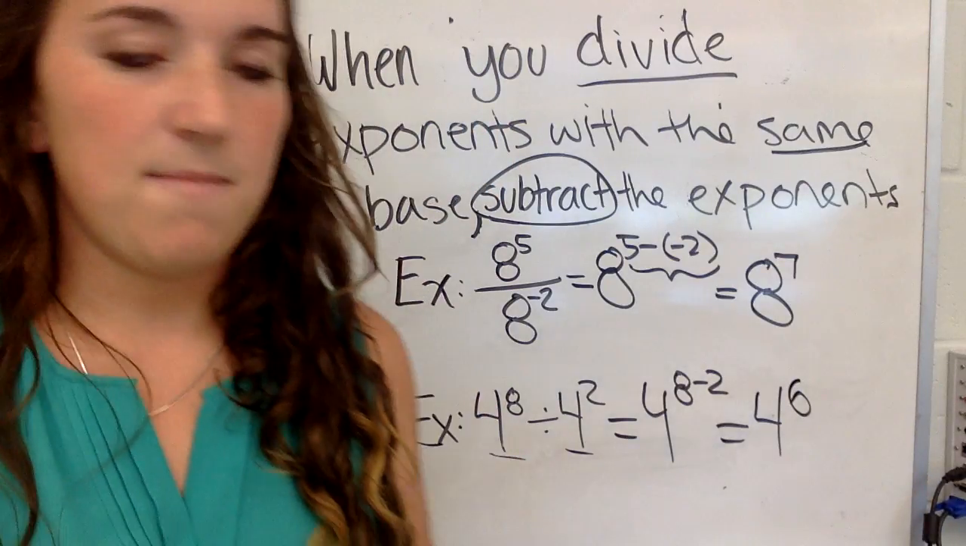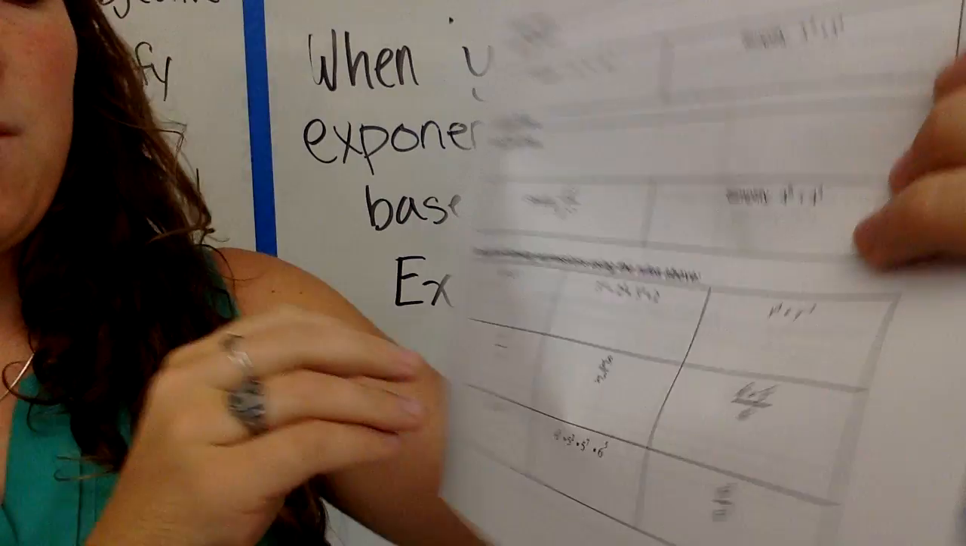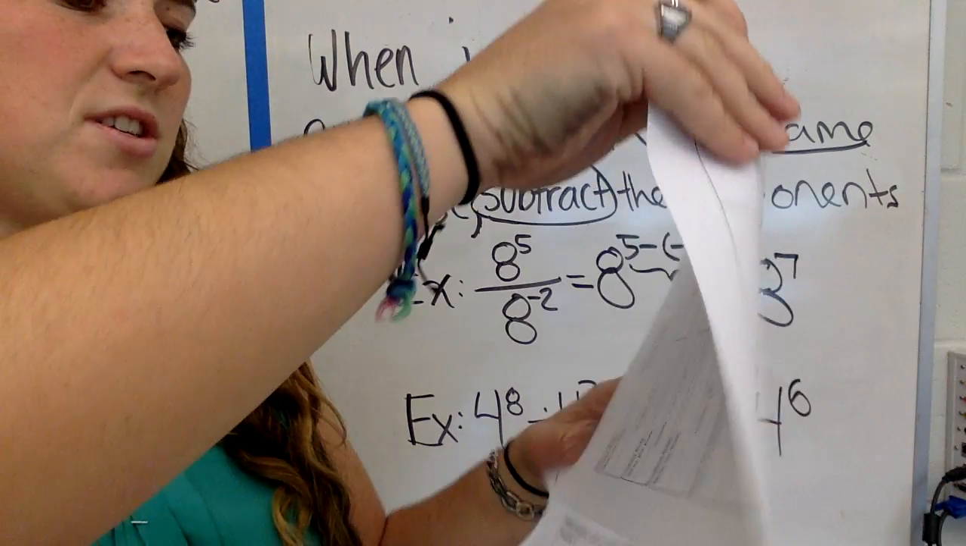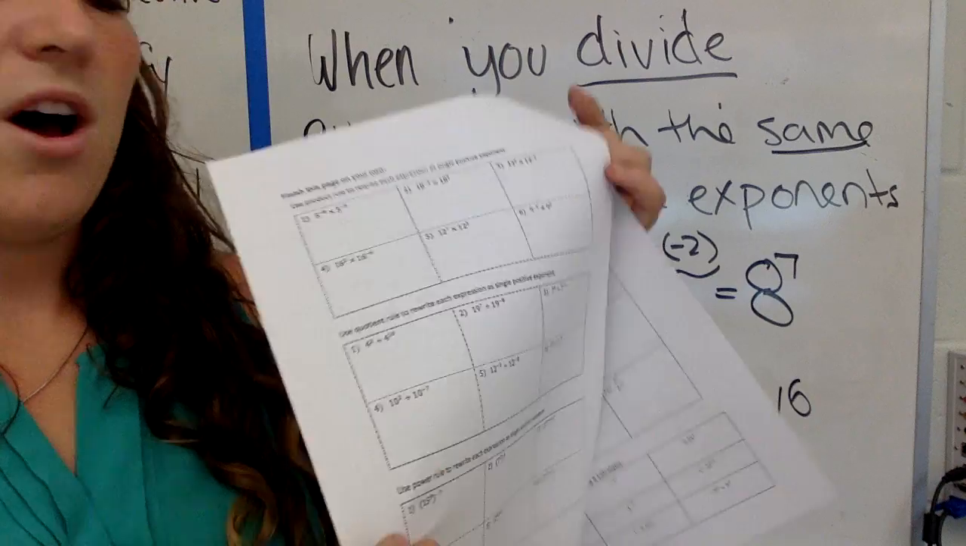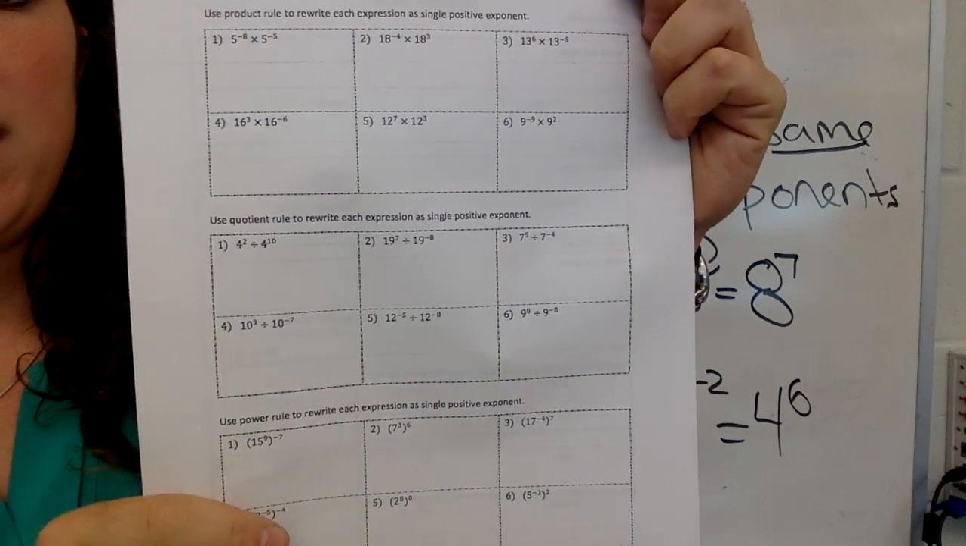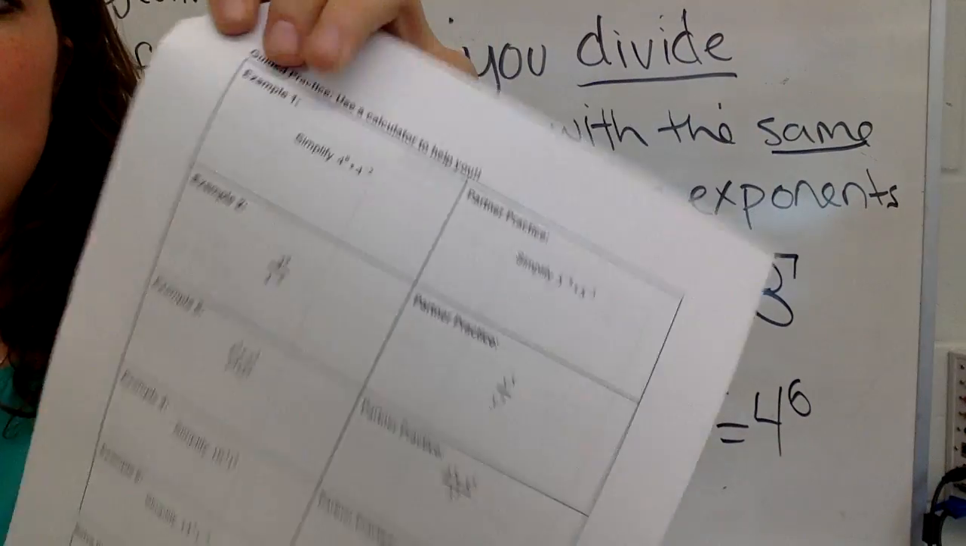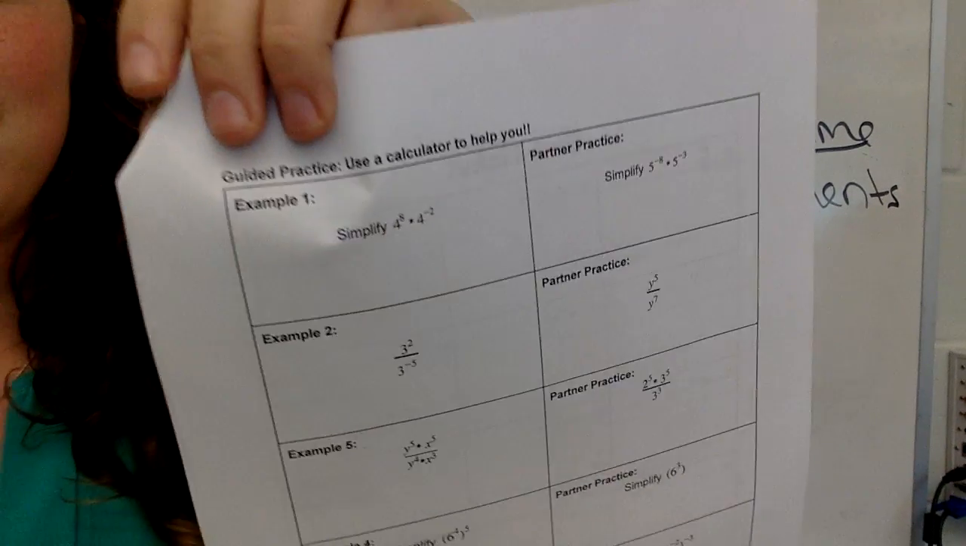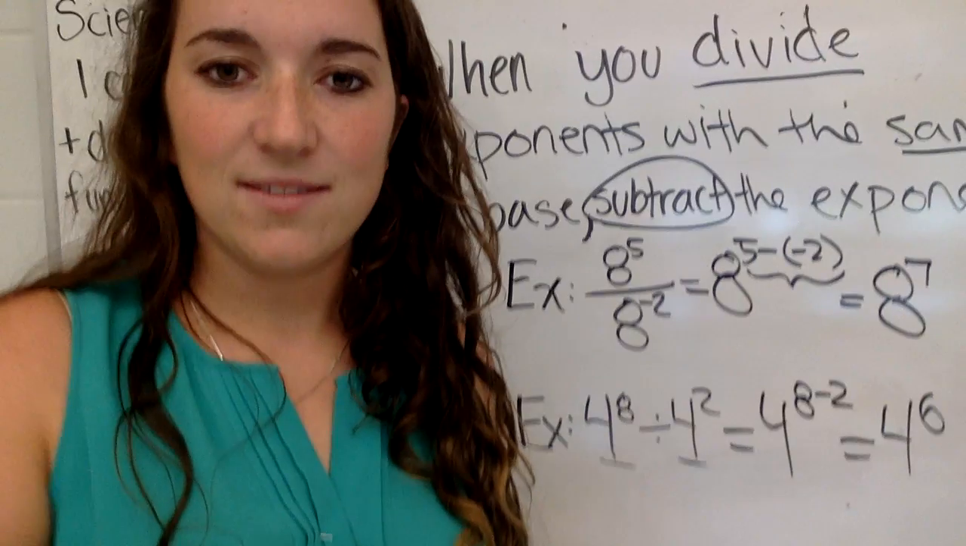All right, go ahead and finish up the bottom of your worksheets where it says simplify the following expressions using the rules. And then also go on to the back of the worksheet and do that page as well. Stop once you get to the guided practice. We are going to do that part together. Good luck.